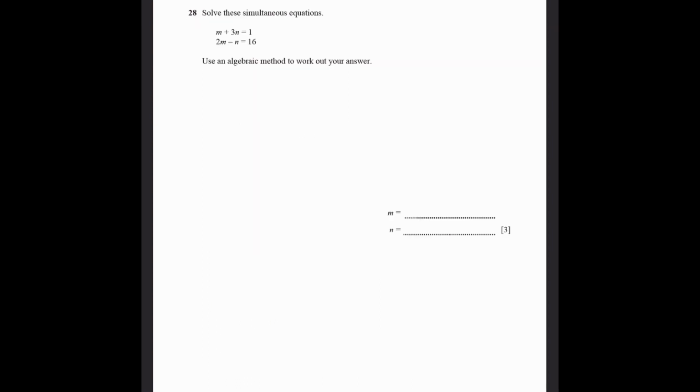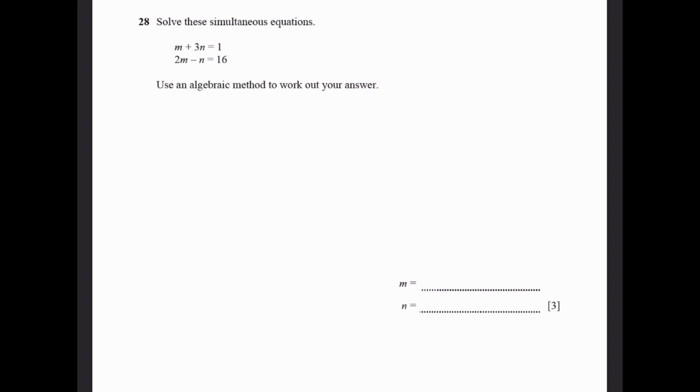Question 28. Solve these simultaneous equations. m plus 3n equals 1 and 2m minus n is 16. Use an algebraic method to work out your answer. So let's say this is equation 1 and this is equation 2. That means we can say multiply 1 by 2. We get 2m plus 6n is equal to 2. And this is equation 3.